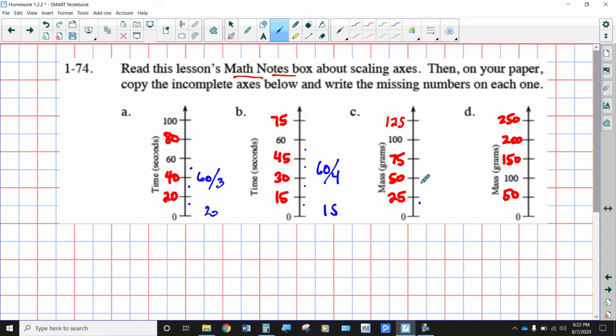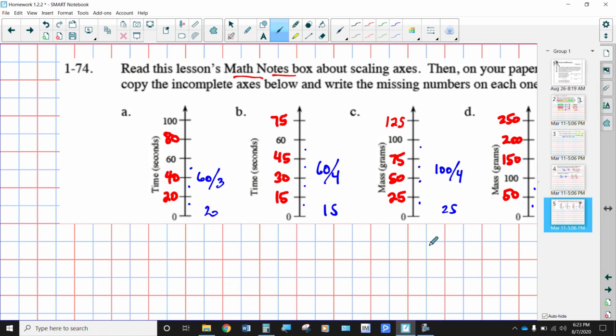Here you're going to take 1, 2, 3, 4 steps to get to 100. So 100 divided by 4 is 25. So we're going 25, 50, 75, 100, 125. And this last one, it only takes 2 steps to get to 100. So we're going to take 100 divided by 2, and that means we're counting by 50s. 50, 100, 150, 200, 250.